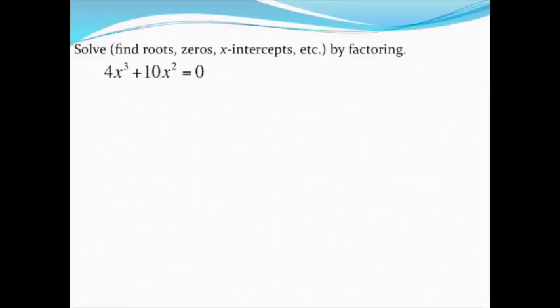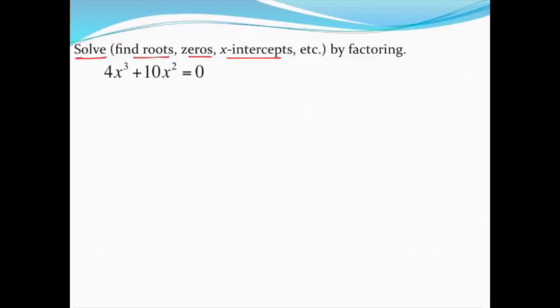So solving by factoring, you'll see an equal sign. They may give you directions: find roots, find zeros, find x-intercepts. All those mean the same thing. No matter what, you always want to make sure you're equal to 0. If you're not equal to 0, don't even bother factoring. It won't get you anywhere. So be equal to 0 first.